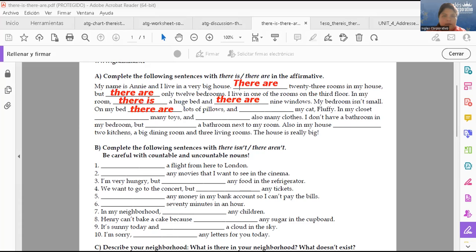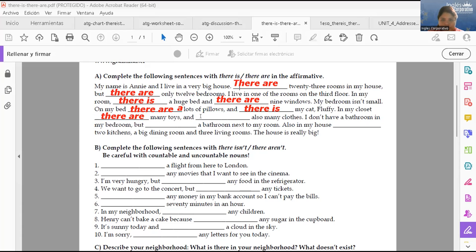On my bed there are lots of pillows. Continue, Johnny. And there is my cat, Fluffy. Okay, continue. Ingrid, in my closet? In my closet, there are many toys. Okay.